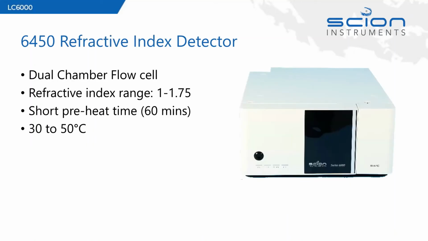The final detector in our portfolio is the refractive index detector. So it is a dual chamber flow cell, so it's continuously monitoring any changes within the mobile phase to give us the chromatogram and the peaks in our sample. It has a standard short preheat time. So with any RI detector, the most challenging part is actually getting it to equilibrate. With our RI, we can have it heated up and ready to equilibrate within 60 minutes. And as it operates under a temperature of between 30 and 50 degrees constantly, that preheat is vital to having a successful application using the RI.